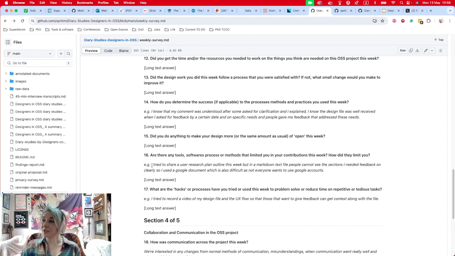So the example that we have here for this question is, I tried to share a user research plan outline this week, but in a markdown text file, people cannot see the sections I needed feedback on clearly. So I used a Google document, which is also difficult as not everyone wants to use Google accounts. So that's an example of what might have limited a contribution.